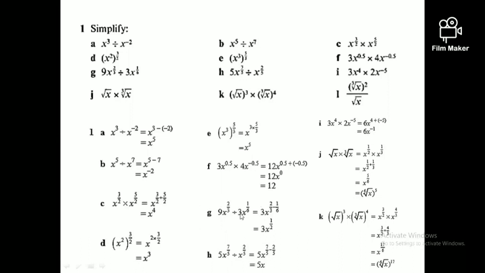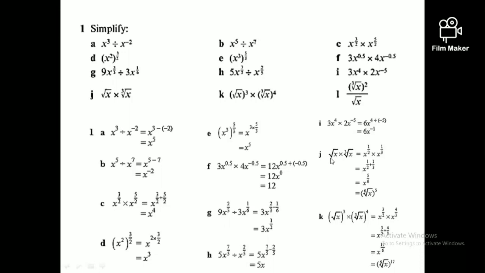9 divided by 3 is 3. x to the power 2 over 3 divided by x to the power 1 over 6, here you subtract. 2 over 3 minus 1 over 6 is 1 over 2. So the final answer is 3x to the power 1 over 2. Similarly, you can operate all of these questions if you come across them.